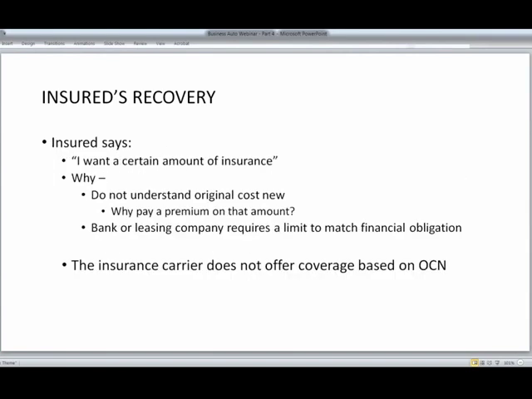But the insured can say, I want a certain amount of coverage. I want to see a limit. I don't understand this original cost. I just bought this unit for $30,000. That's what I want insured for. Or they might have a bank or a leasing company that requires a limit in the policy. Or you might have an insurance carrier who specializes in large equipment that does not offer original cost new.